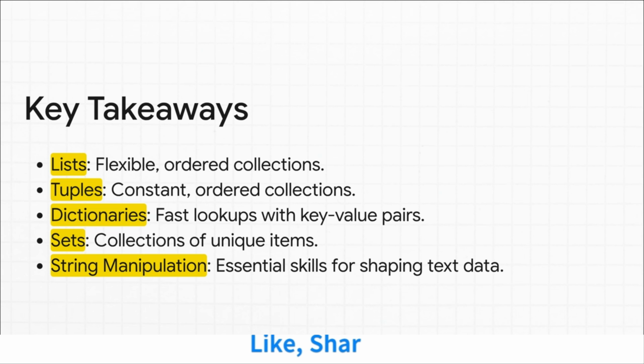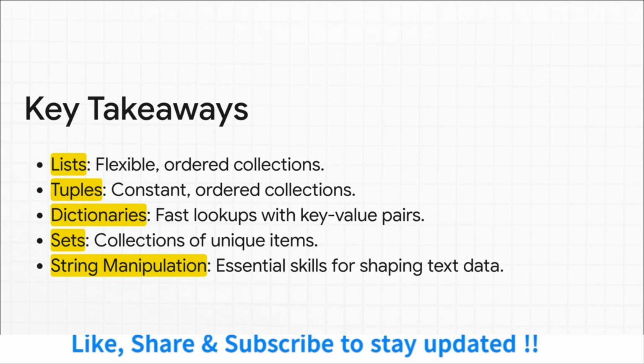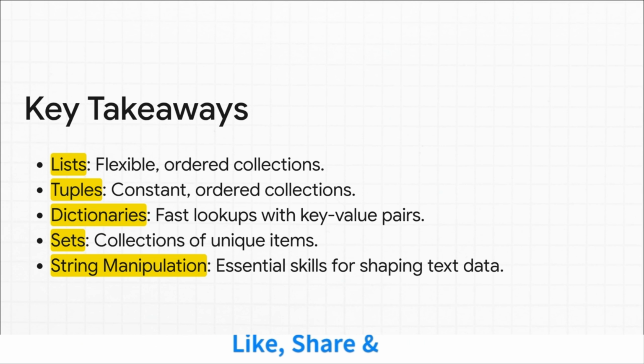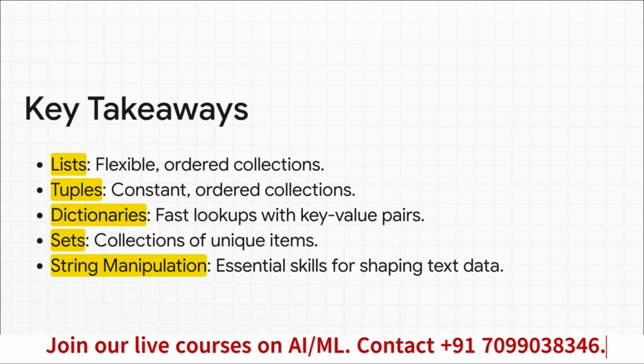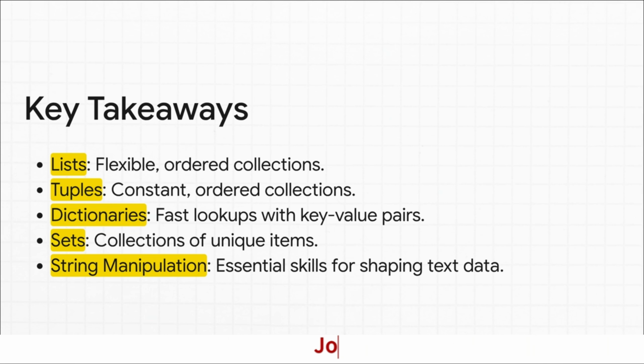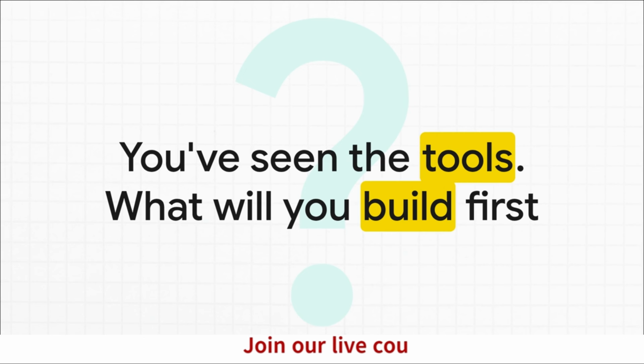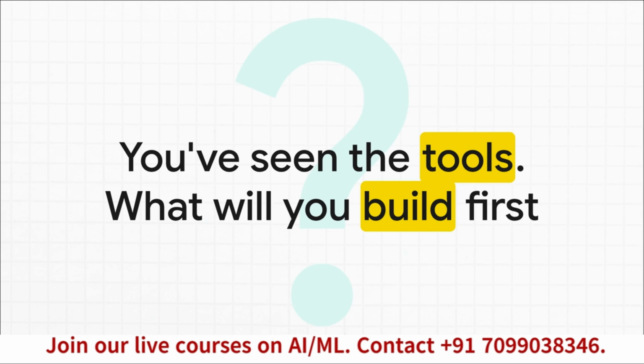You want flexibility? Grab a list. You need your data to be constant and safe? Use a tuple. Need super fast lookups by a key? That's a dictionary. And if you need to guarantee everything is unique, you want a set. And holding it all together is string manipulation. That's the skill that lets you whip your messy text into shape in the first place. You now have the fundamental building blocks to organize pretty much any kind of data you can imagine.